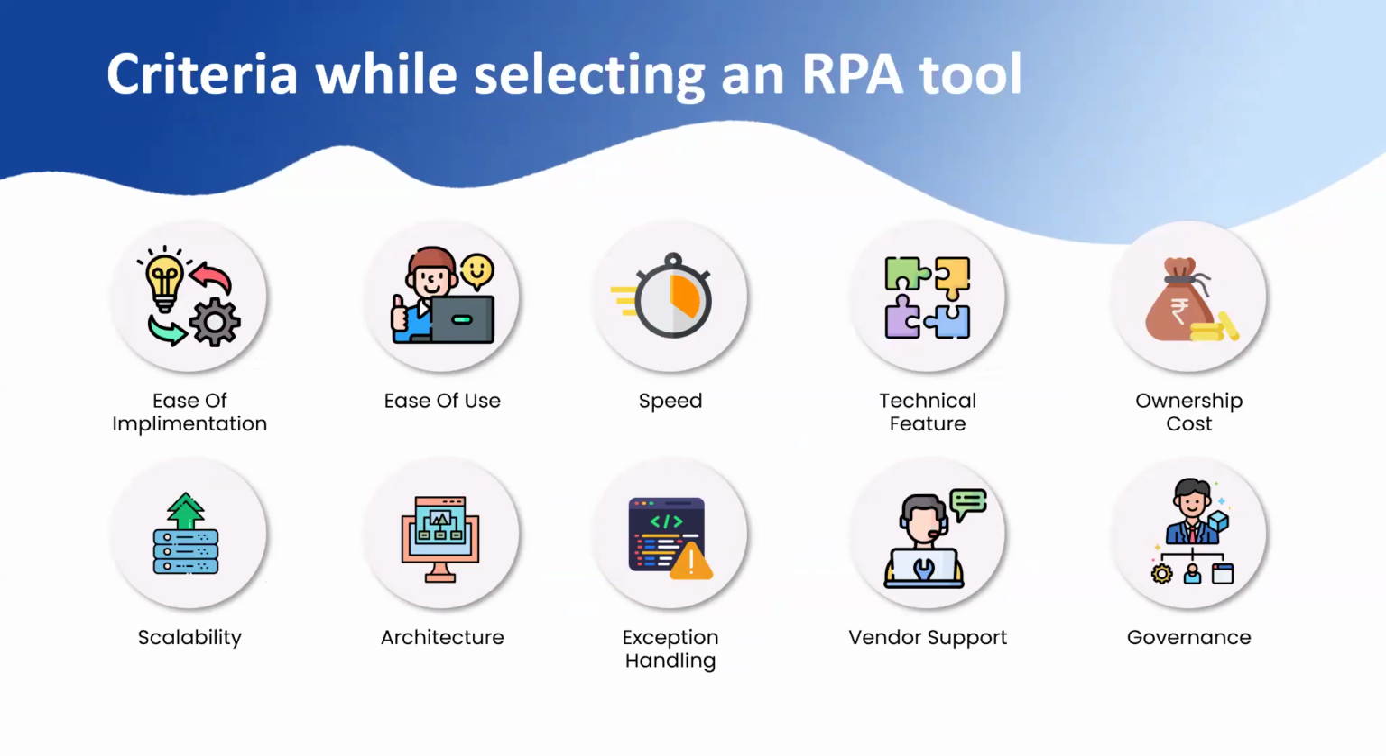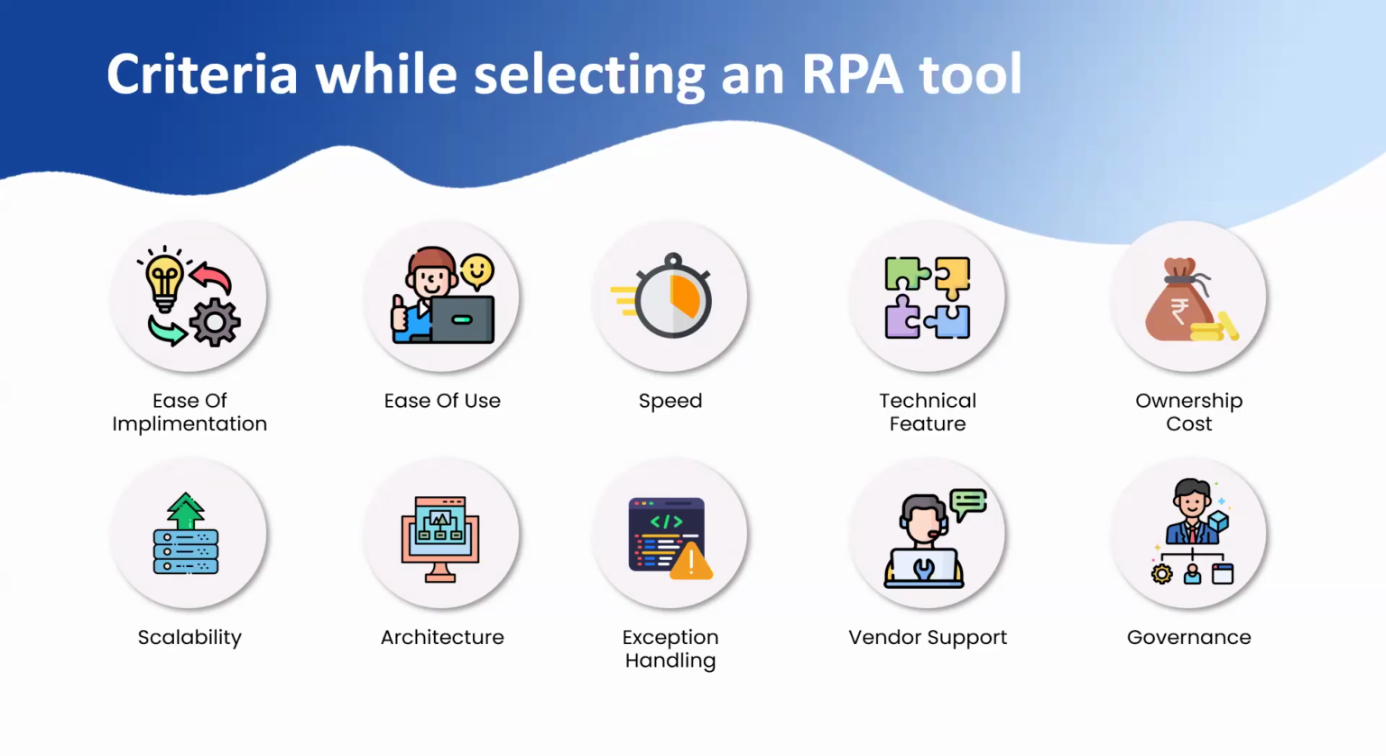Whenever you are selecting an RPA tool, you need to mention these 10 things. This is how I go. Basically, I'm a solution architect, so this is how I choose my tool. The first thing when I'm choosing a tool is that it should be easy to implement.